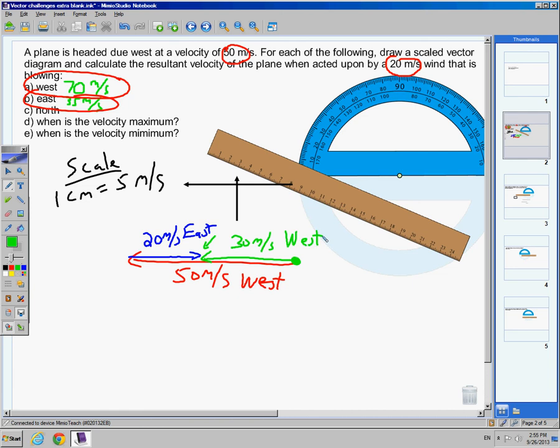And so when is the velocity minimum? The velocity's minimum is when the angle is 180 degrees. Also, I want to apologize here. I wrote 35 up here. It really should have been 30 meters per second. I made a boo-boo there. All right? So that's how we actually solve for those letters, A, B, C, D, and E.